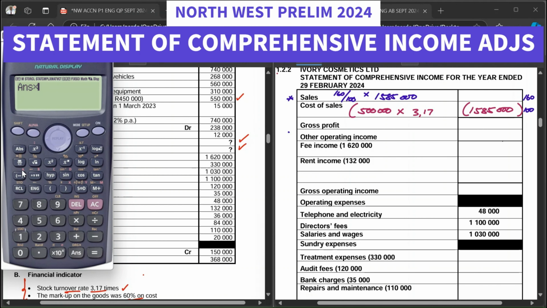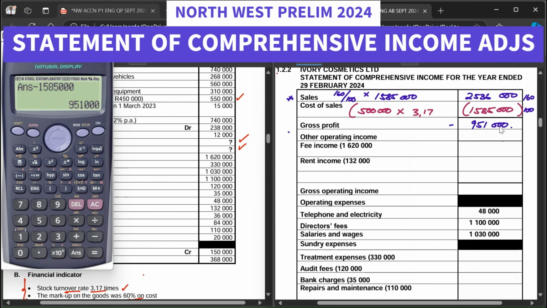There you are. Then I'm going to multiply it by 160 over 100. And therefore that is going to give me 2,536,000. So at the top is going to be 2,536,000 like that. So immediately I can get my gross profit if I simply say my sales minus my 1,585,000. Then I'll get my gross profit, which is 951,000 like that.